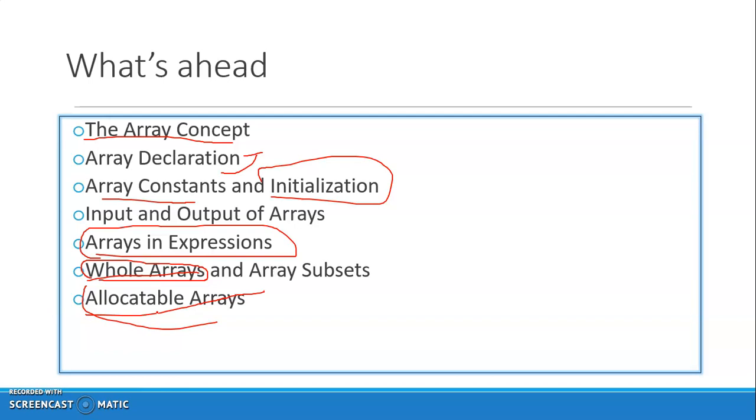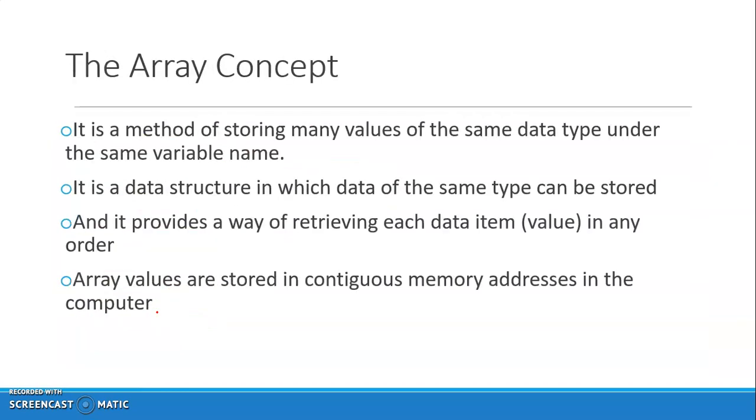So we begin our journey. The array. Arrays, or just array, is a method of storing many values. This is one of the keywords. It's a method of storing many values of the same data type. This is also another keyword, of the same data type under the same variable name. So there are three important things that we need to be considering in our array.